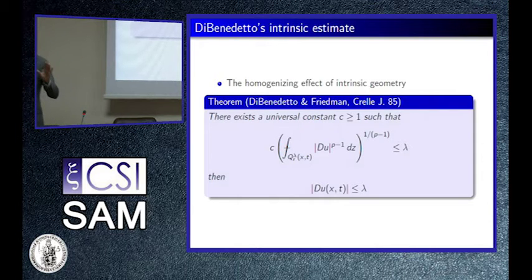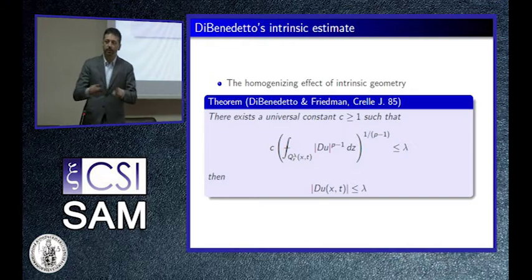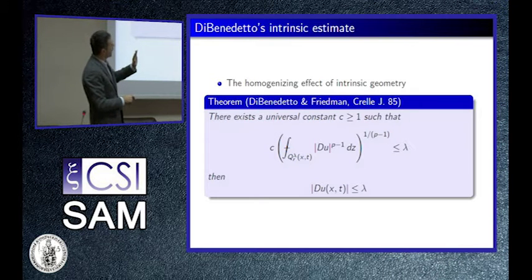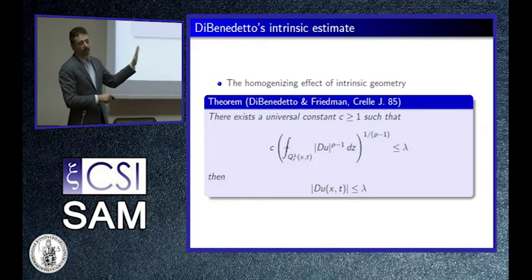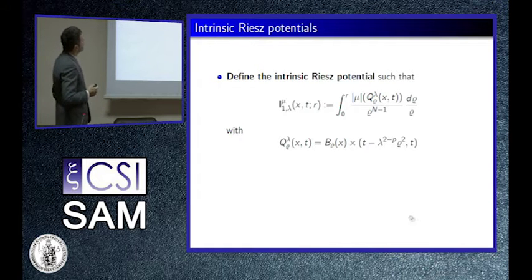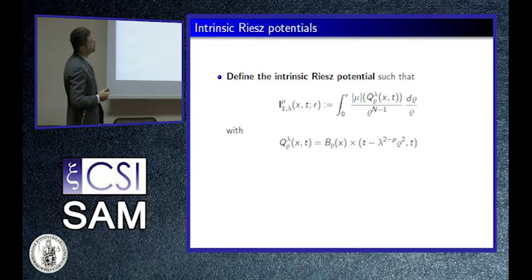So this is the right estimate to look at because it reproduces, in a sense, the local geometry of the equation and of the solution. Okay, this is the inspiring fact for potential estimates. So therefore, we proceed in defining so-called intrinsic Riesz potentials.